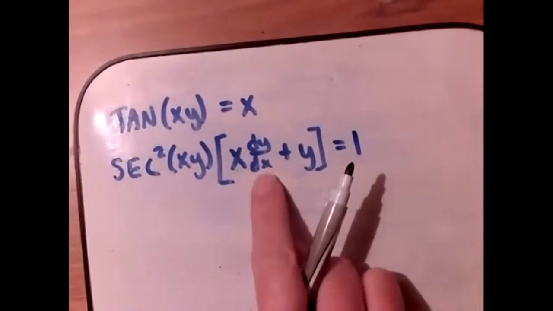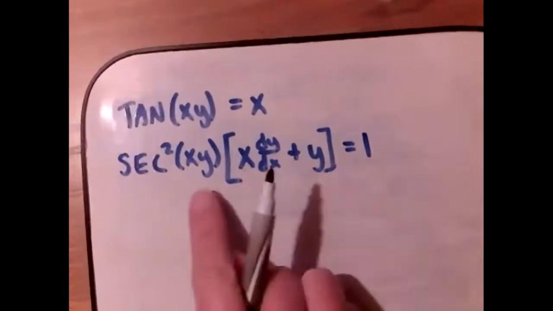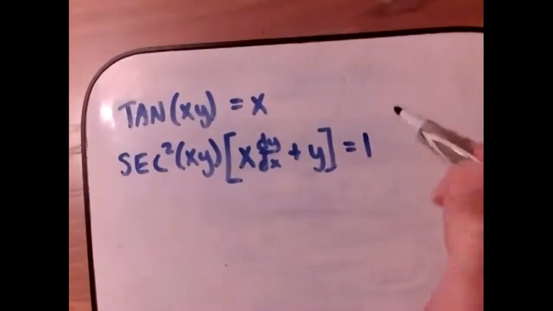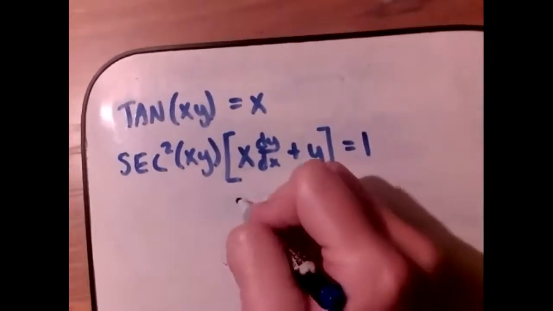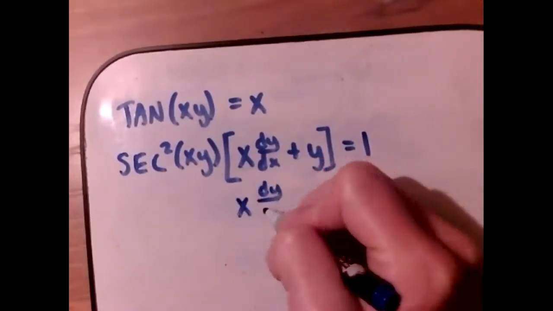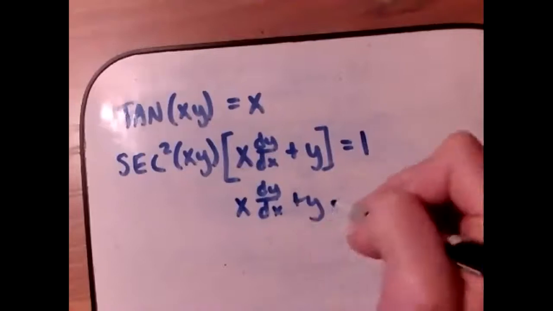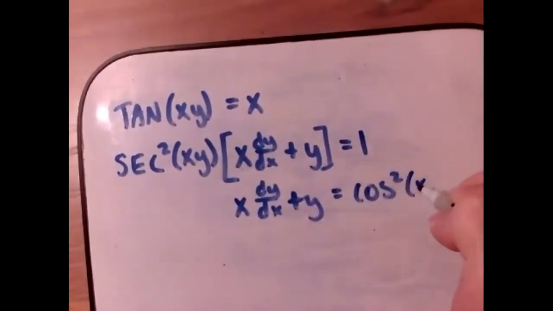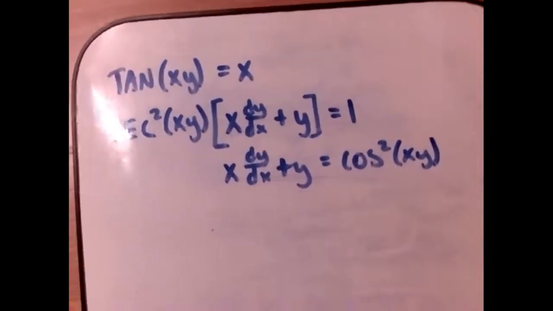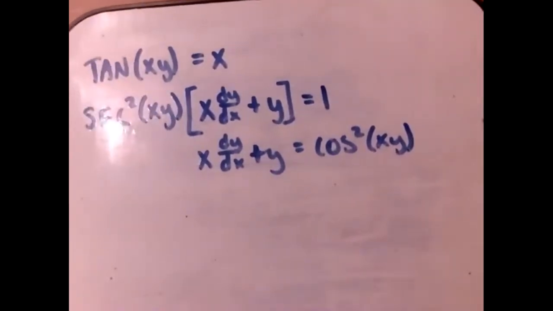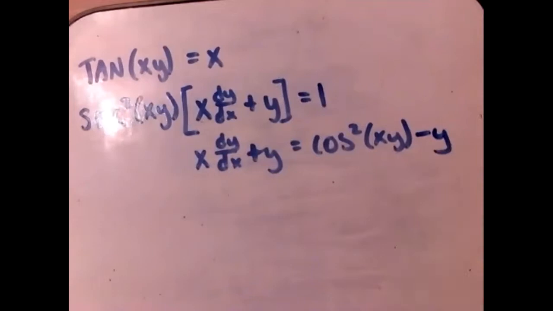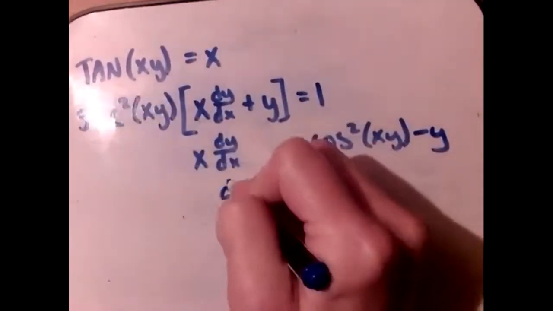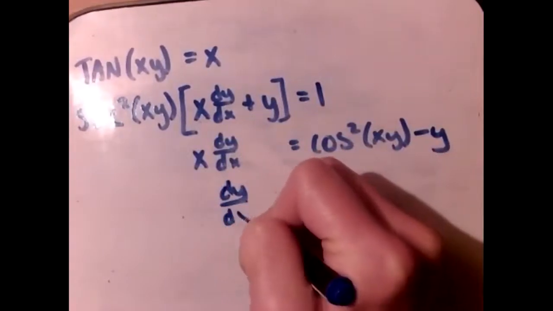And so we have to get the dy/dx by itself, just move everything else over. If I divide by secant squared, that would give me 1 over secant squared. And the reciprocal of secant is cosine. So this is going to be cosine squared of xy. And then I'm going to subtract over the y. And then I'm going to divide everything by x.